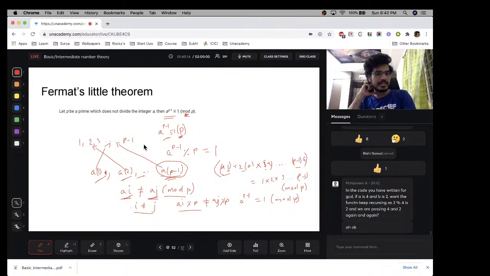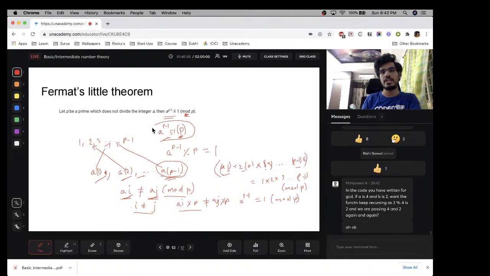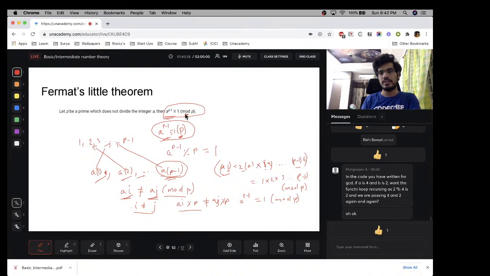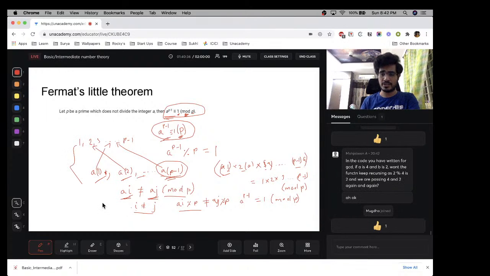We learned Fermat's little theorem. It says that a power p minus 1 mod p will be equal to 1. If we divide a power p minus 1 by p, the remainder is equal to 1. That is true because of a long proof. I would suggest you guys go back in the video and watch it again to understand that.